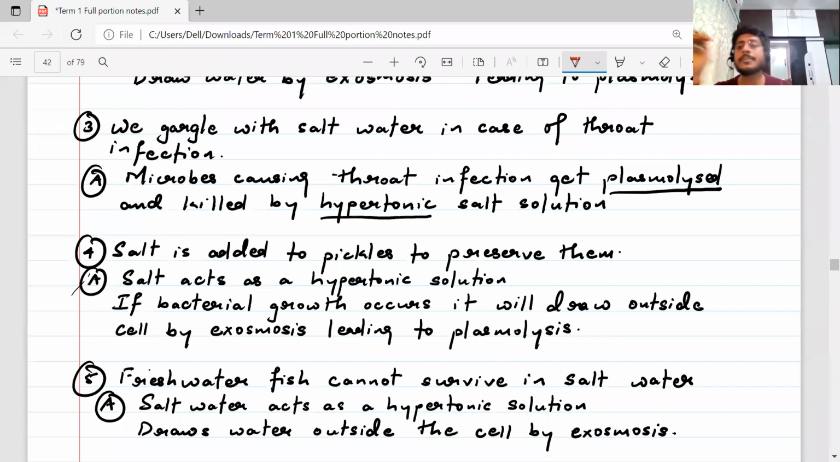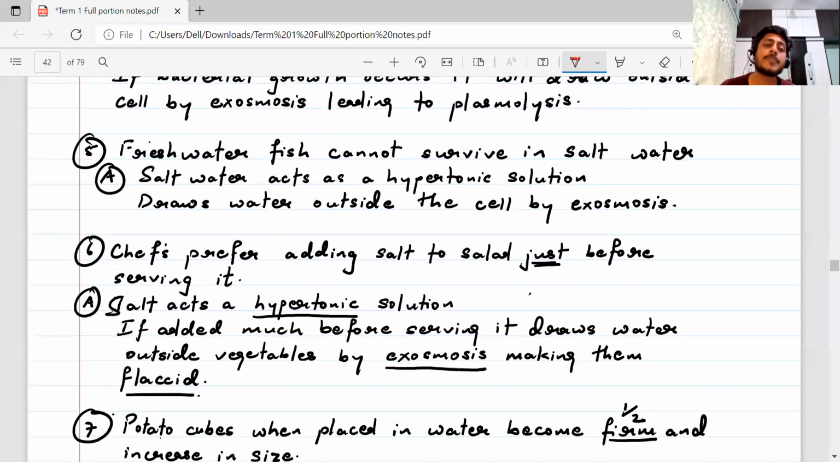We gargle with salt water in case of throat infection. Again, salt water is hypertonic. जब आप gargle करोगे तो वो जो बैक्टीरिया जिसने throat infection cause किया है उससे exosmosis होके plasmolysis होगा. The bacteria will get killed. Same idea. Fifth one now.